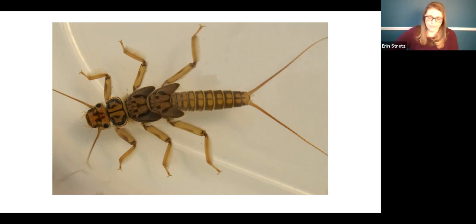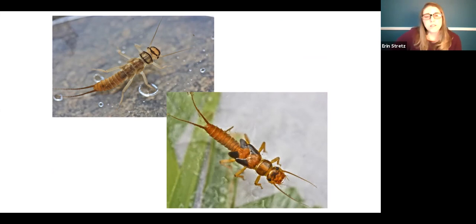Stoneflies, just as with mayflies, show variability in the different sizes of the body and structures of the body. They can come in different colors. It could be transparent and clear and yellow, like the top image stonefly, or they could be brown and dark and look stockier like the bottom stonefly.